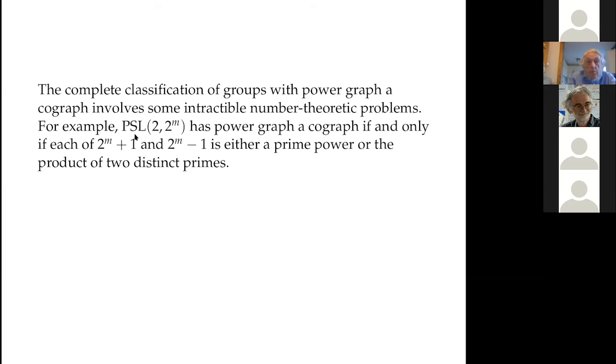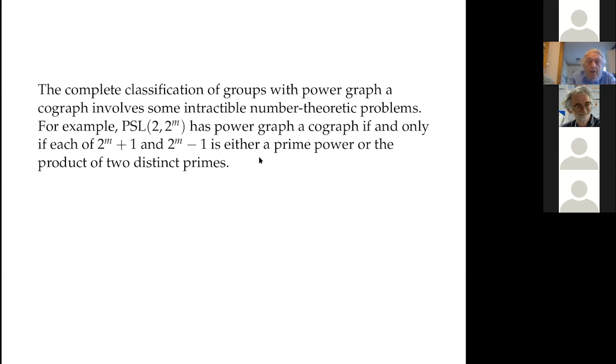If you look at the Grunberg-Kegel graph of this group, you find that there's one component containing the prime 2. There's one component that has all the prime divisors of 2 to the m plus 1, and there's one component that has all the prime divisors of 2 to the m minus 1. And you can show that the power graph is a code graph.